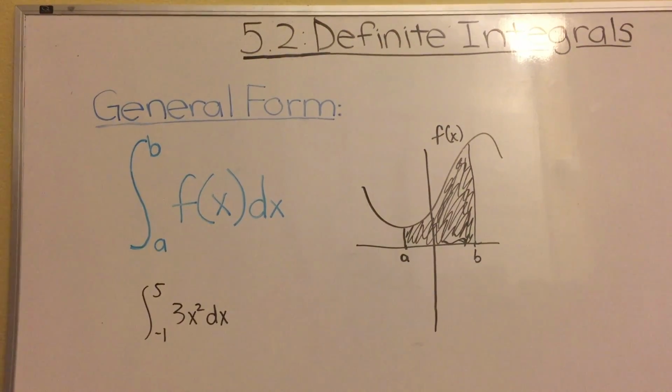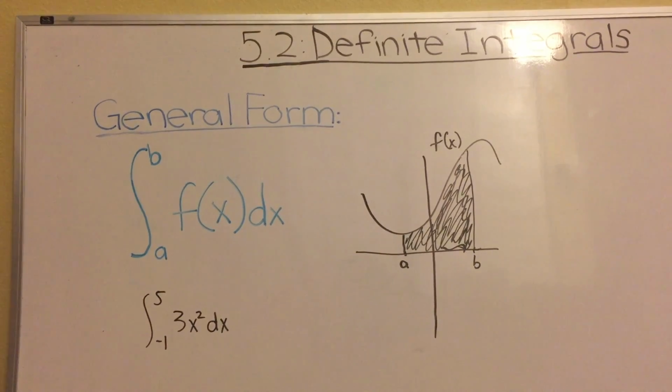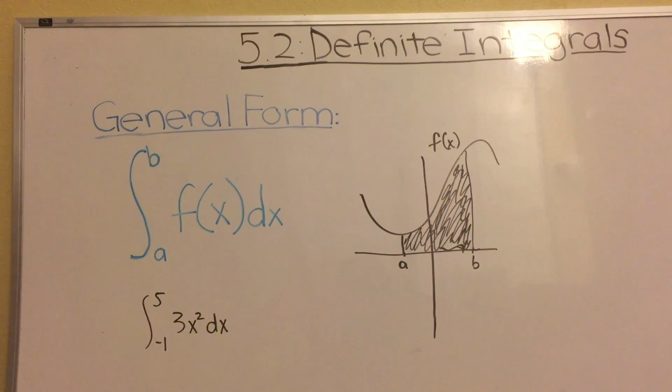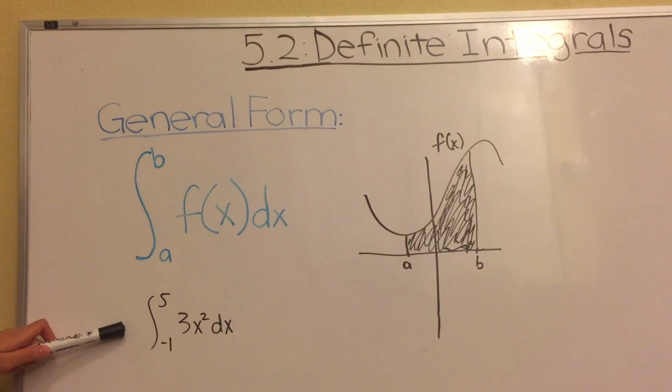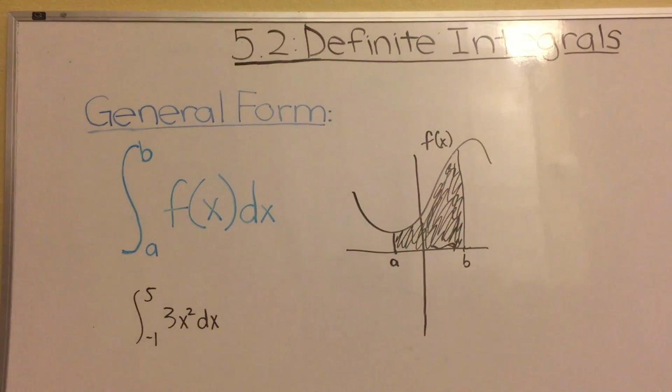An example of a problem where you would have to use definite integrals would be finding the area under the curve 3x squared between -1 and 5. And this is how you would write the problem as a definite integral. Today we'll be teaching you how to solve those types of problems.